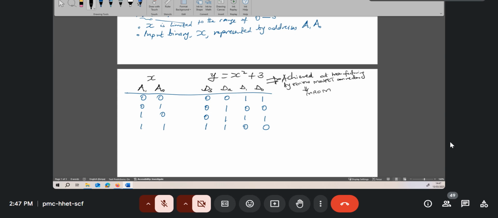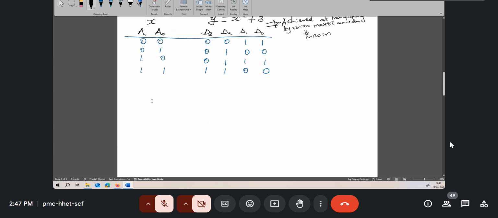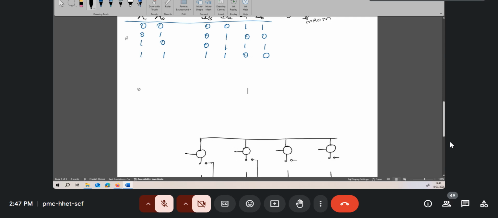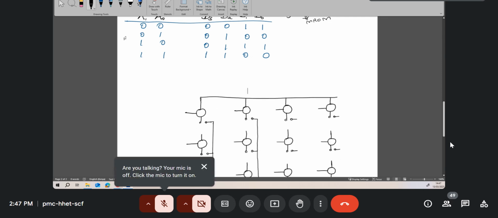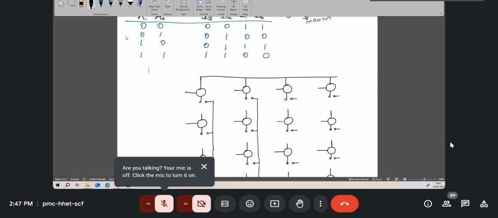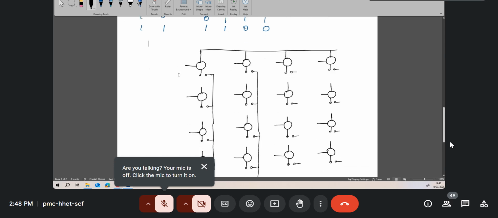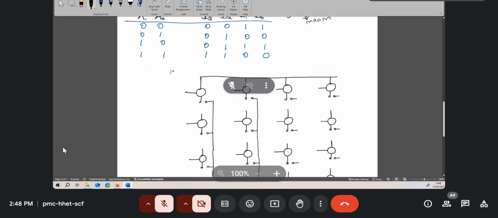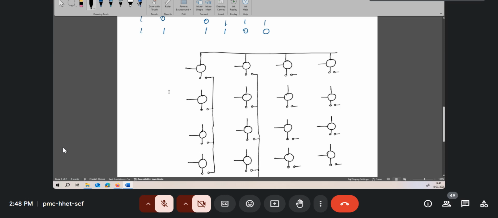So how would we achieve this? How would we store this exact data in MROM? So to hasten things, I'd already started drawing, capturing that memory structure. So we can finalize this together.